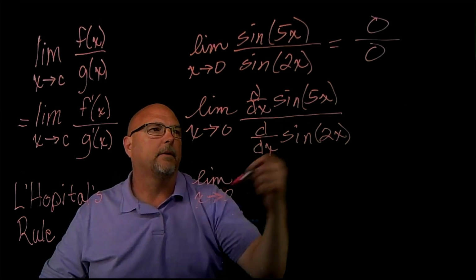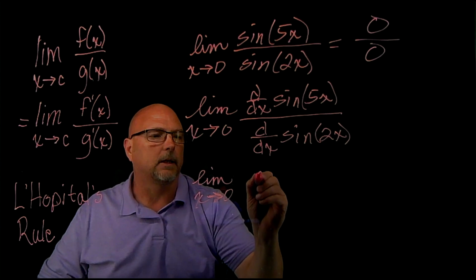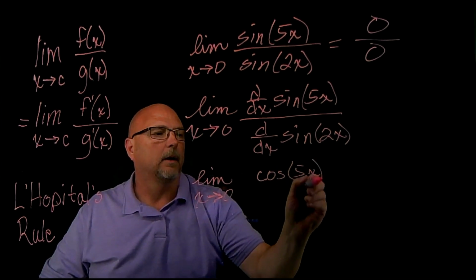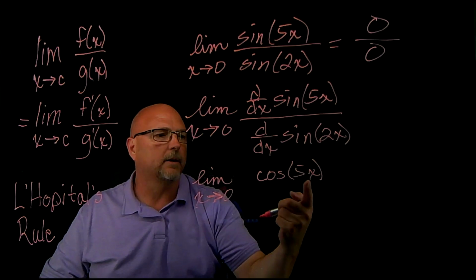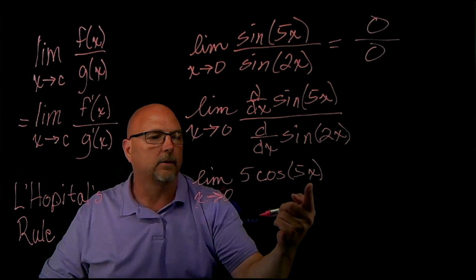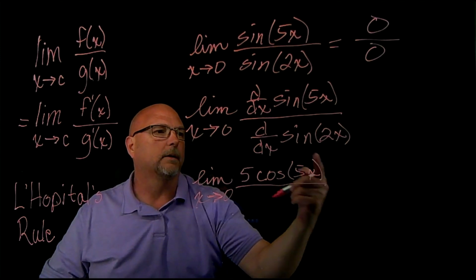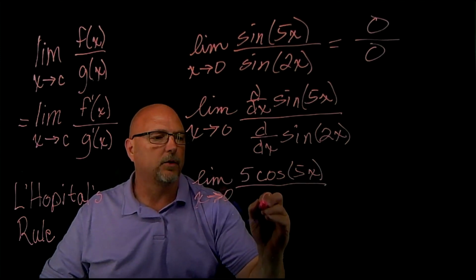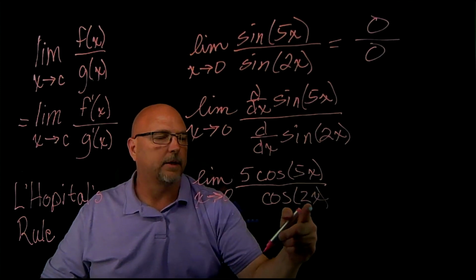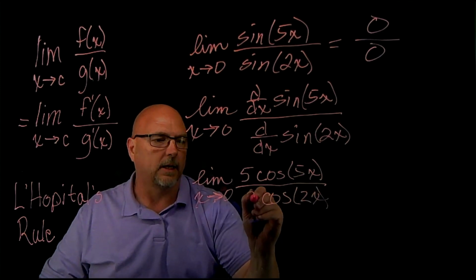Let's see, the derivative of the sine of 5x would be the cosine of 5x. Remember, I have to use the chain rule here, so times the derivative of the angle, all over the derivative of the sine of 2x, which would be the cosine of 2x times the derivative of 2x, so that's a 2 here.